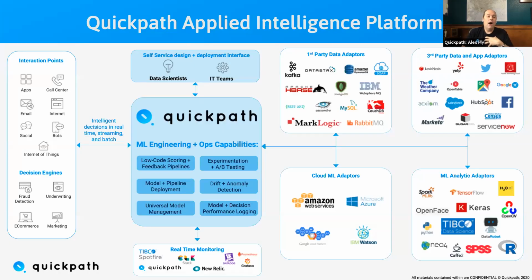And so at QuickPath, we've actually developed an applied intelligence platform that really encapsulates all those capabilities that I described, and serves as a collaboration platform between the data scientists and the IT teams. And it really functions as a middleware or an integration layer with pre-built connectors for all of your first-party data connectors, relational databases, web services, Kafka event streams, NoSQL databases, to where you can access your first-party data.